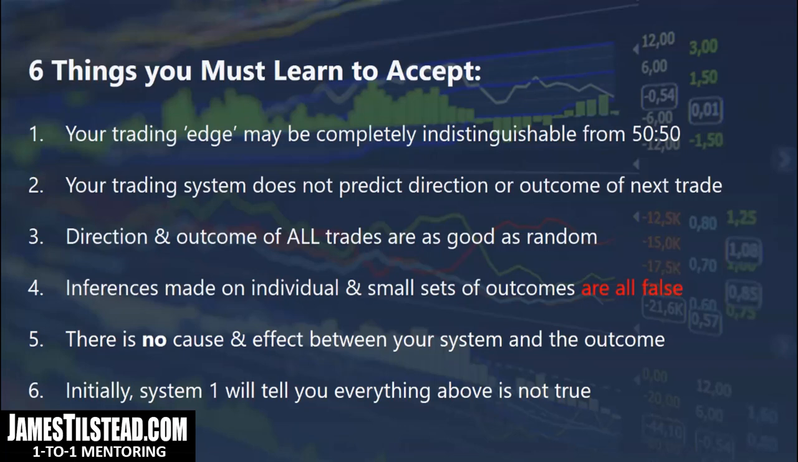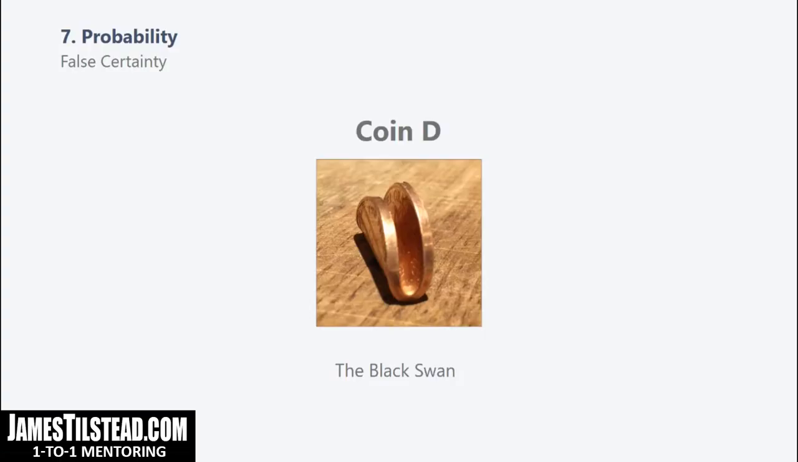Okay, now with all that said, there's one last thing that we need to talk about. As I mentioned earlier, there are systems out there that have very high edges, or more accurately, very high win rates, but which ultimately are losing systems that wipe out your account in the long run. System 1 craves certainty. So welcome to coin D.